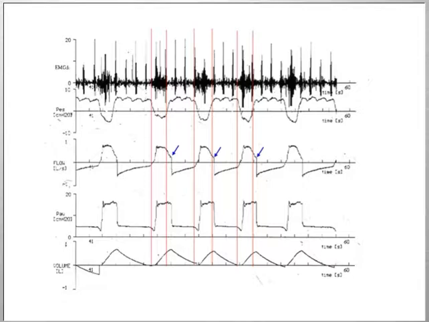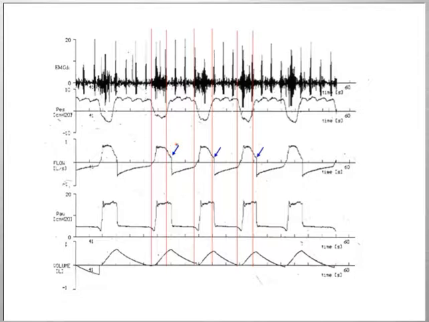Here you can see tracings of an EMG of the diaphragm, an esophageal pressure, airflow, airway pressure, and tidal volume in a patient ventilated with pressure support ventilation. And here in these vertical lines, red vertical lines, you can see the beginning and the end of the inspiratory muscle effort as evaluated from the EMG signal.